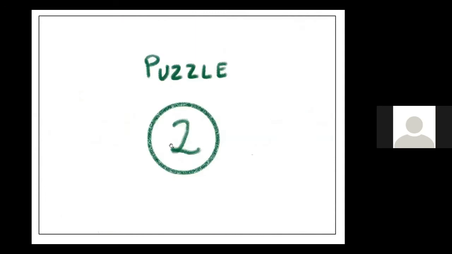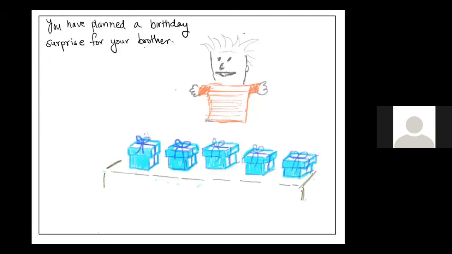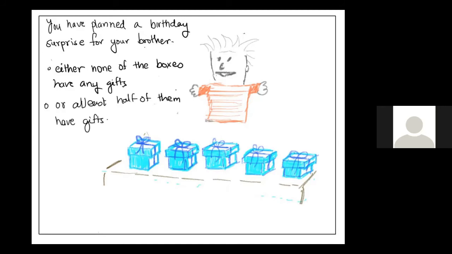So again, now it's your chance to get back at your brother. You say that you have a surprise for your brother. You have N boxes. And you put a googly saying that either none of the boxes will have any gifts in them, or at least half of them will have gifts. So either none of them have any gifts or half of them have gifts.